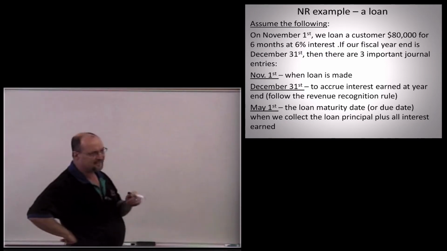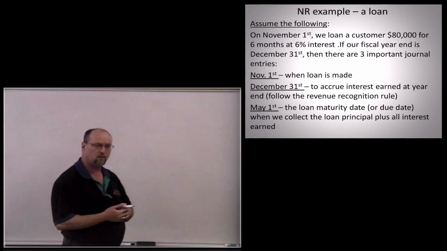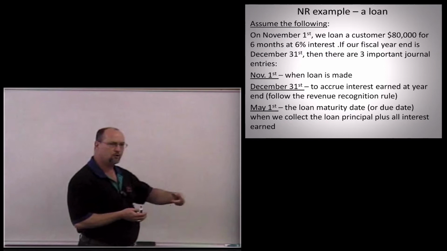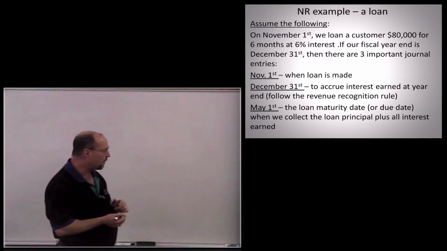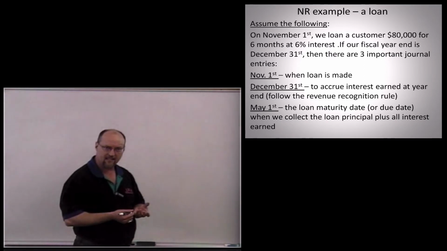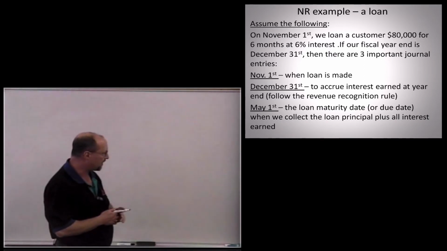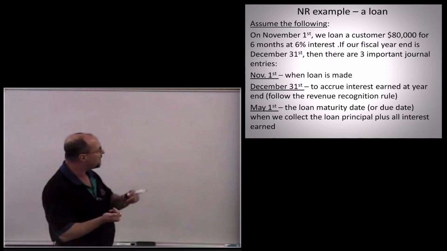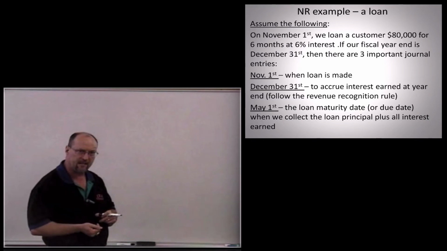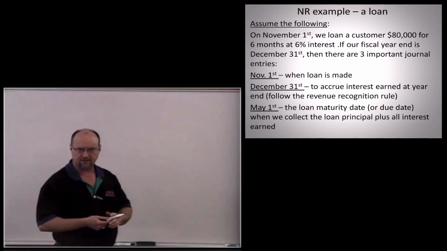Okay, and that's a simple journal entry: debit note receivable, credit cash. December 31st, at the end of the year, we prepare our financial statements, and using accrual accounting, we have to accrue any interest we've earned up to that point in time, even though we're not going to be collecting anything until the due date, which happens to be May 1st. We call that the maturity date or due date, and that's when we collect the loan principal. The loan principal in our example is $80,000 plus all 6 months interest.